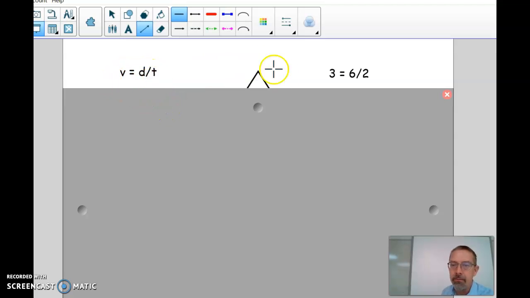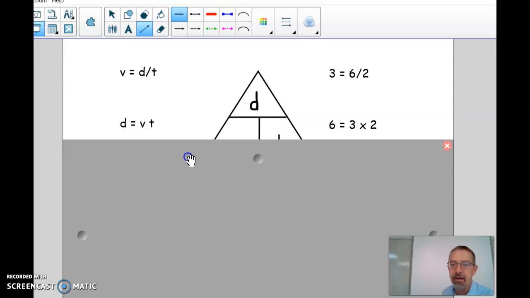Now, in math class, we might say that 3 equals 6 divided by 2. So go with me here as I'm thinking this out. If that's the case, I can just easily say that 6 equals 3 times 2. I'm multiplying this 2 times this 3, and I get 6. So if that's the case, I can just as easily say that distance equals velocity times time. There's no difference between what I did with this equation and what I did with this equation.